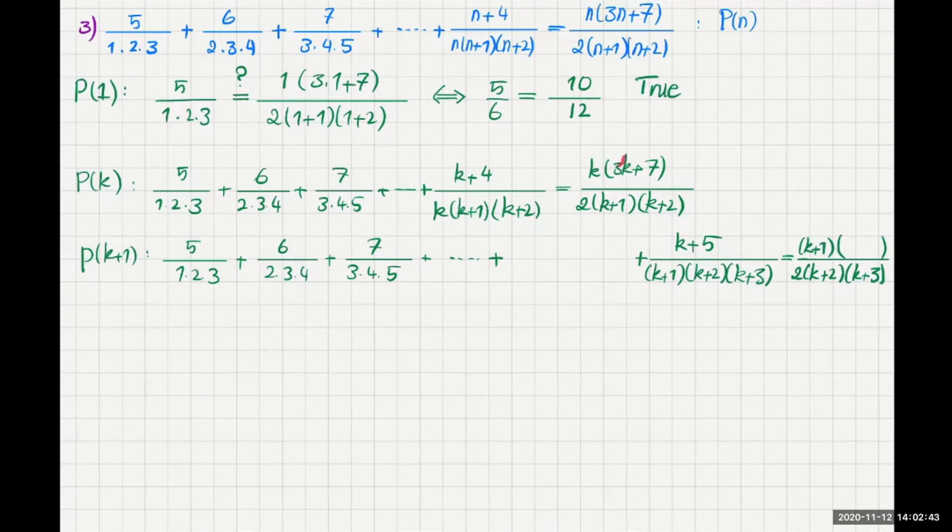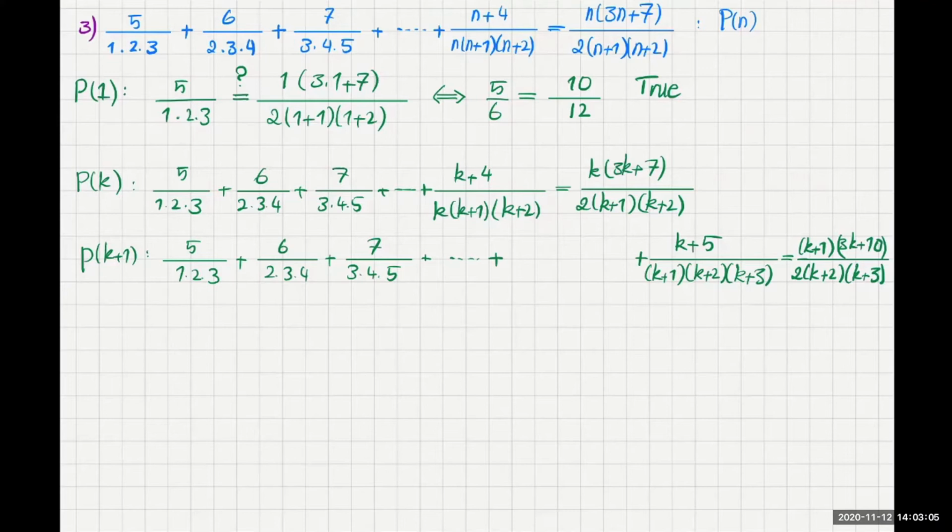I replace this k with k plus 1. Yes, and then I have a 7 at the end. So this becomes 3k plus 3 plus 7. It becomes 3k plus 10. So that is what I need to put here. So it becomes 3k plus 10.